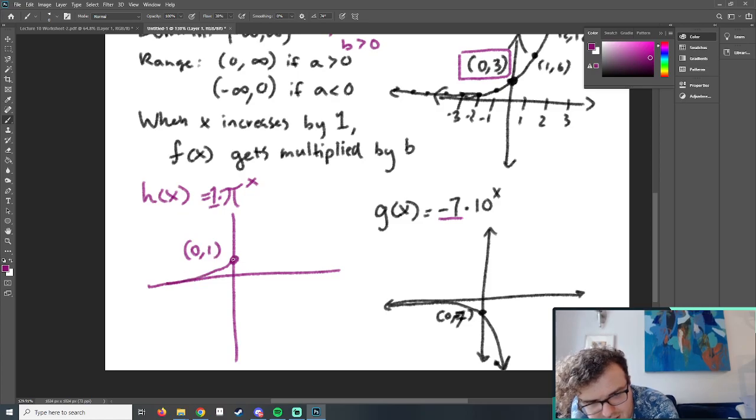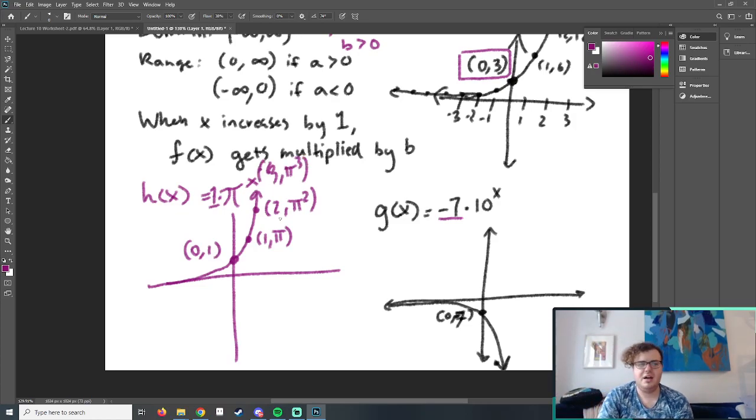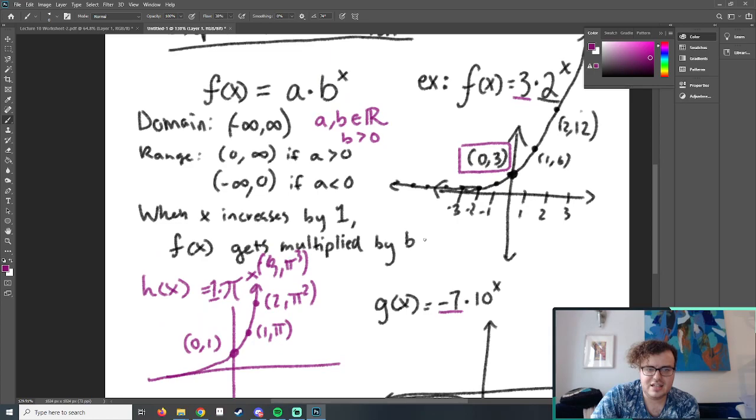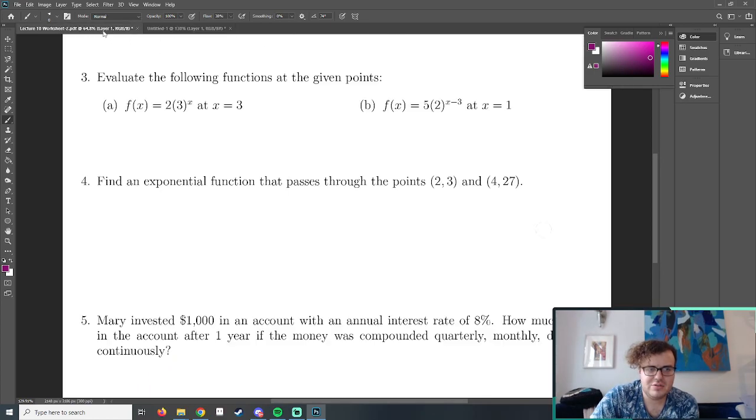And then over here, it'll have a point at 1, pi, 2, pi squared, 3, pi cubed, etc., right? So just understanding that, let's switch over very quickly to our worksheet. We're going to talk about problem 3.